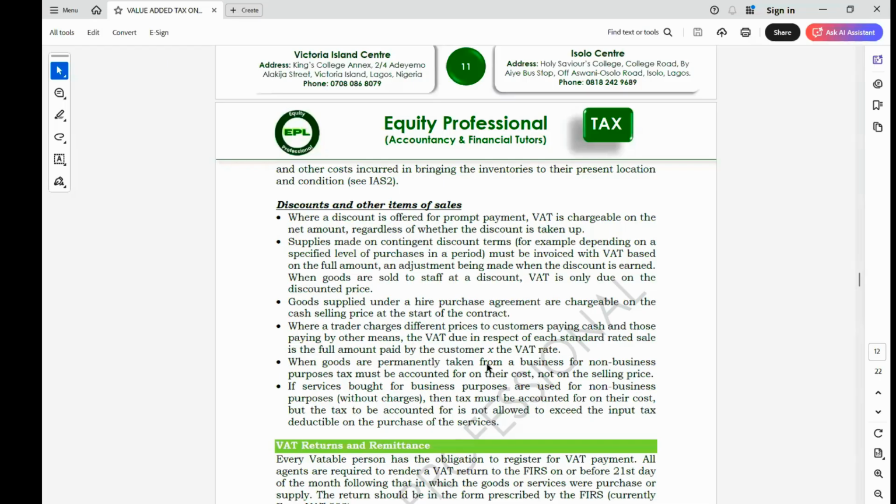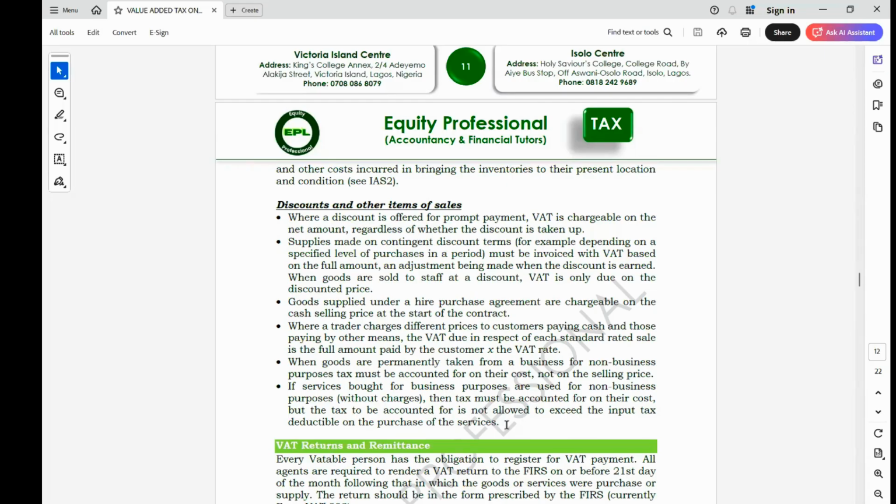Then where services bought for business purposes are used for non-business purposes without charge, tax must be accounted for on their cost. But the tax to be accounted for is not allowed to exceed the input VAT deducted on the purchase of the service, which is just what I explained now.